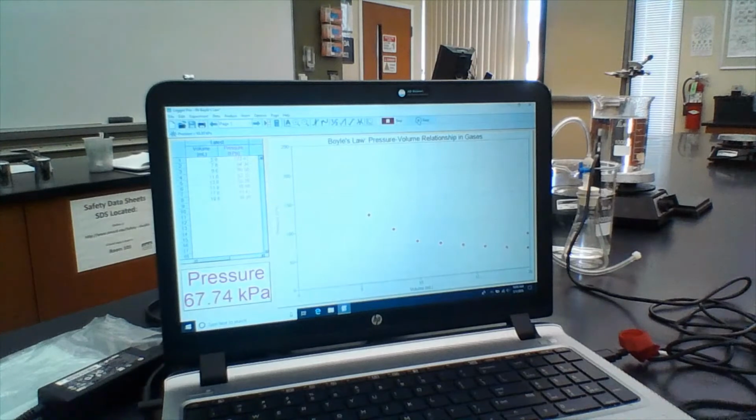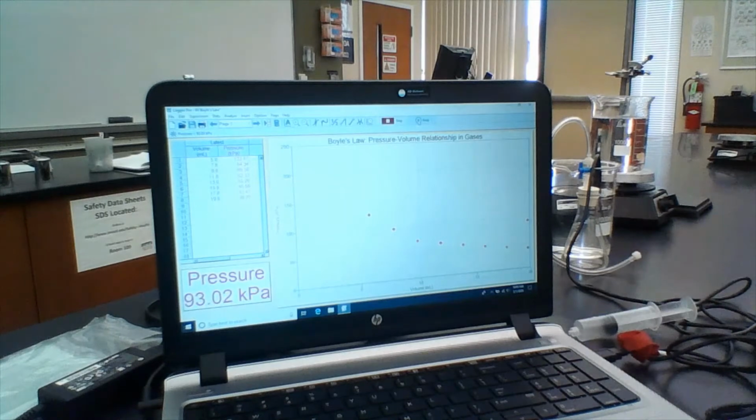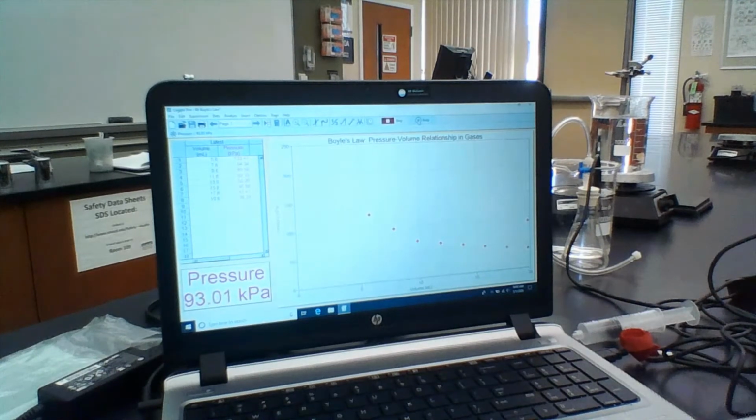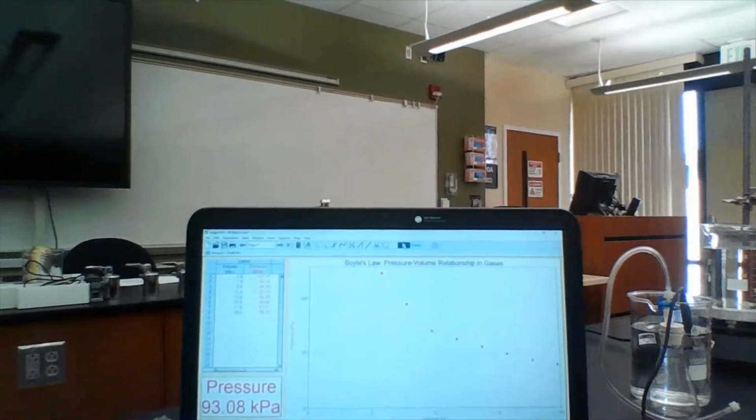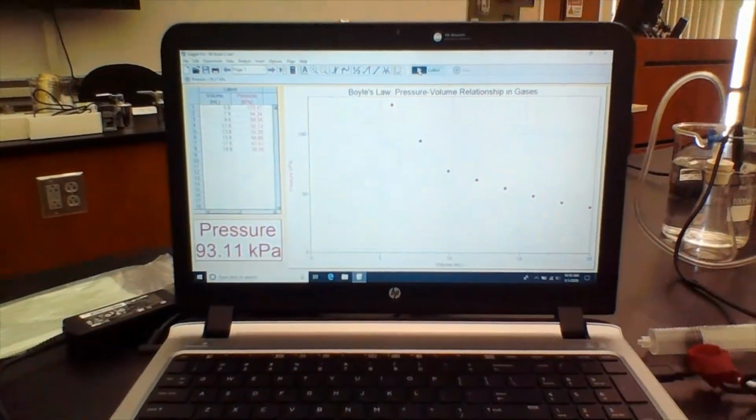Okay. So notice that I never took the syringe off the pressure sensor the whole time, so that I never changed the amount of gas that was in the syringe. Now we've collected all the data, so I'm going to click stop. Then let me show you what the curve looks like. So the curve looks like that.